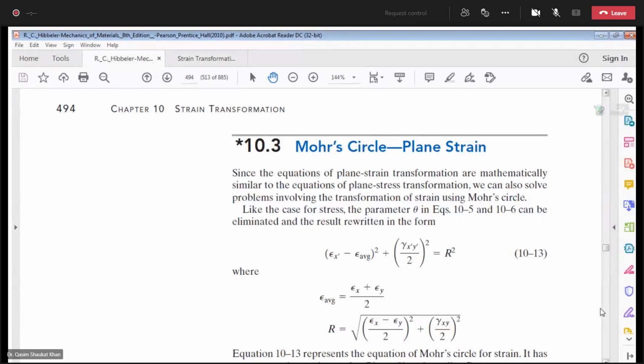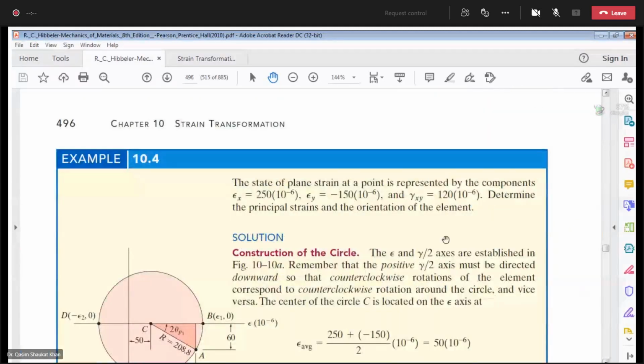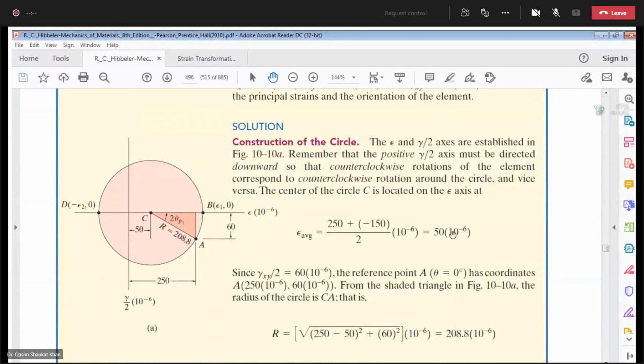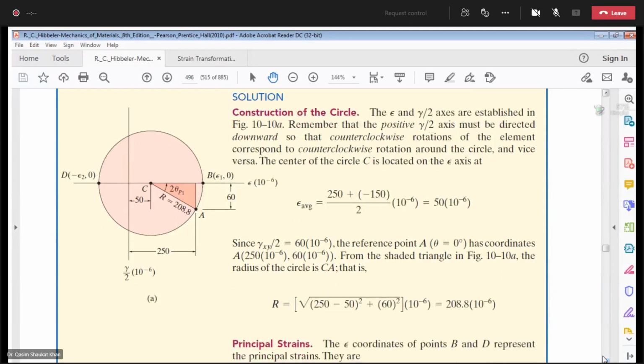Now come back to the question. The question asks you to determine the principal strains and the orientation of the element. So now we will draw the Mohr circle. You have the average strain of 50 microstrains, the resultant of 209 microstrains, the coordinates of point A and point C. You know the radius, so you can draw the Mohr circle, and then we calculate the principal strains. So let's draw the figure. On paper, you need to bring your compass.